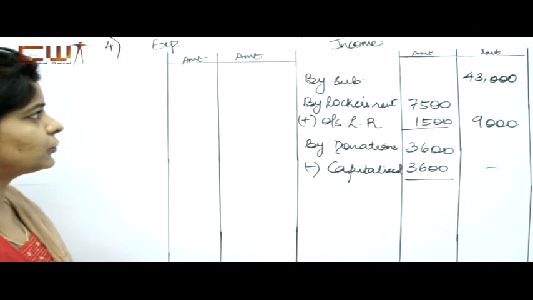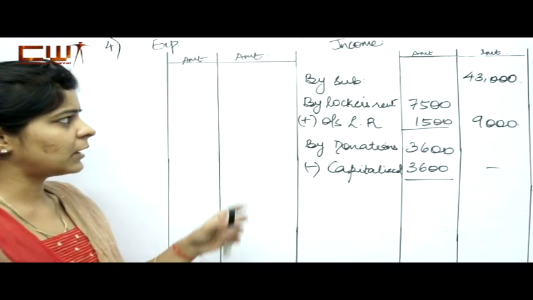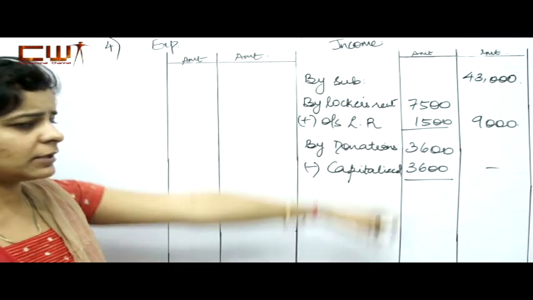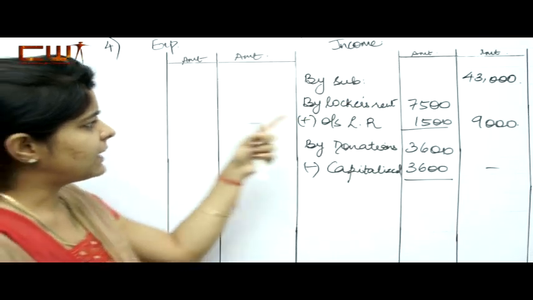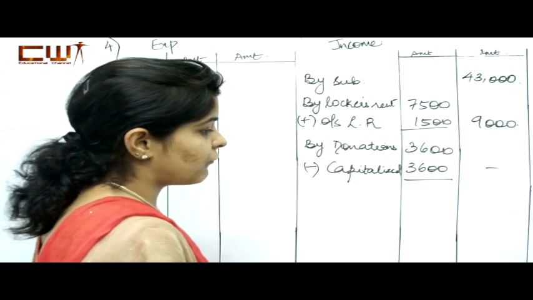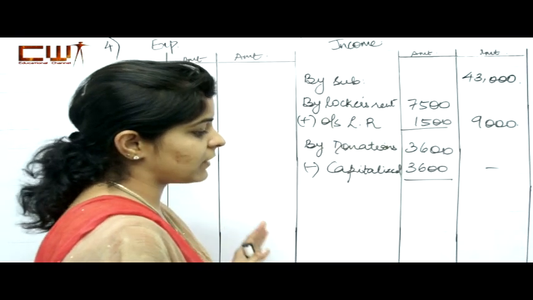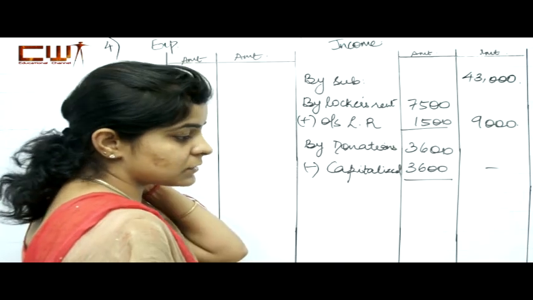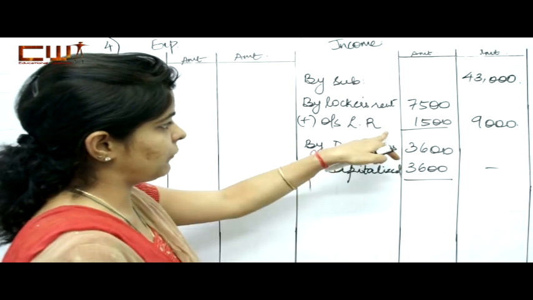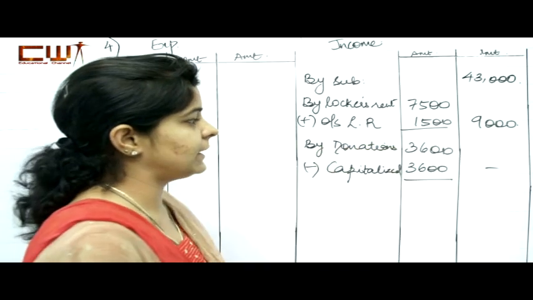We move on to the fourth numerical, the expenditure and income account. Subscription they have given to be 43,000. See, subscription 43,000, there is no adjustment. Next will be locker rent, which is given to you as 7,500. 500 they've given of the previous year and 1,000 they have given as the outstanding locker rent, right? So locker rent will be 1,500 outstanding, that will give you 9,000.